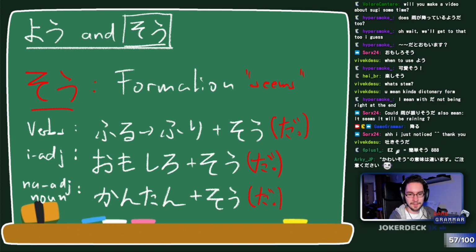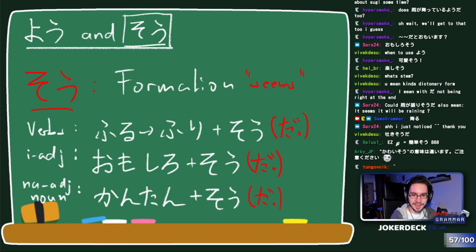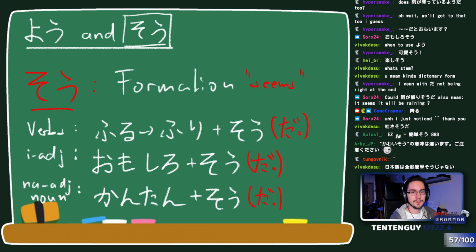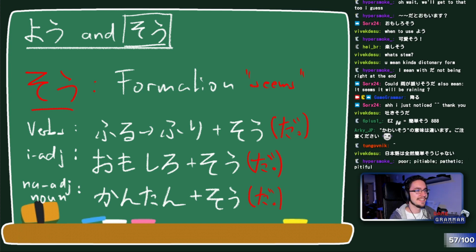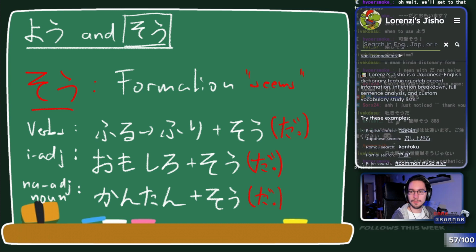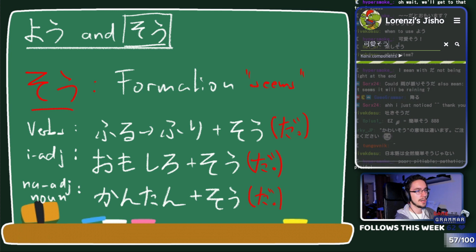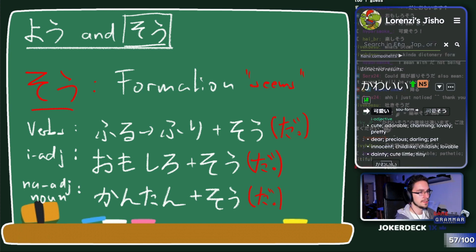There's also kawaii, kawaisou. You have to be careful with kawaisou, because kawaisou generally means pitiful or pitiable. I can show it to you here. 全然簡単そうじゃない. Doesn't seem easy at all. I can show you here real quick. So the exception here is かわいそう.